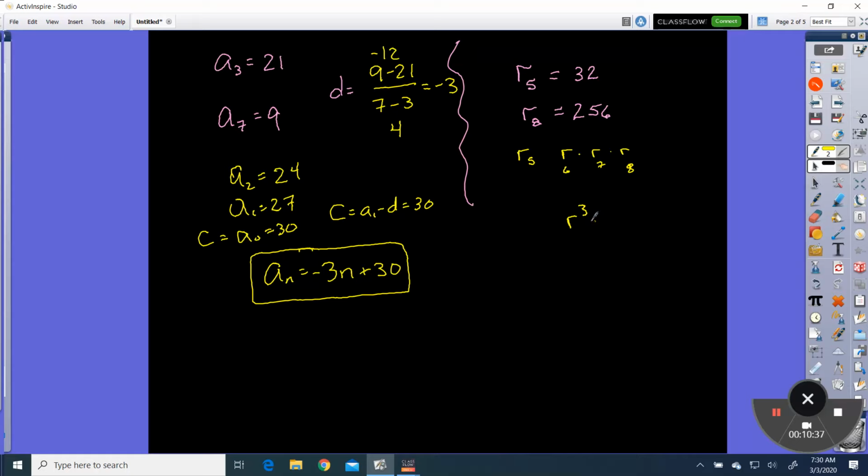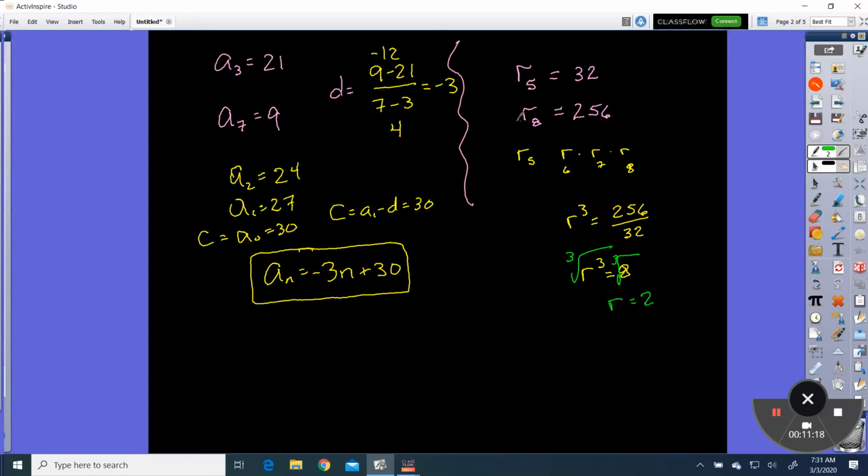Any ideas how we're going to do this? We're going to divide those. So I multiplied something 3 times to get, I think that's right. So what's 256 divided by 32? So R cubed equals 8. So what does R equal? Take the cube root, and you get that R equals 2.